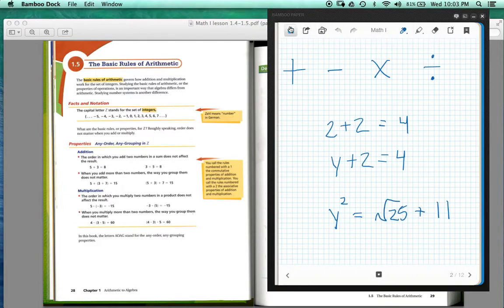So the mini lesson is the basic rules of arithmetic. Arithmetic is what it sounds like: adding, subtracting, multiplying, dividing. It can be something as simple as 2 plus 2 is 4, or y squared equals the square root of 25 plus 11. If you can build these to be really strong, this will be just as easy as this. They won't really seem any different to you because you have a really good foundation.